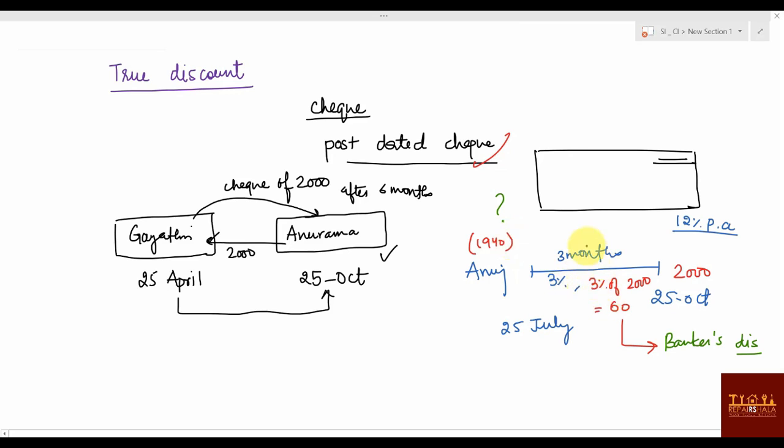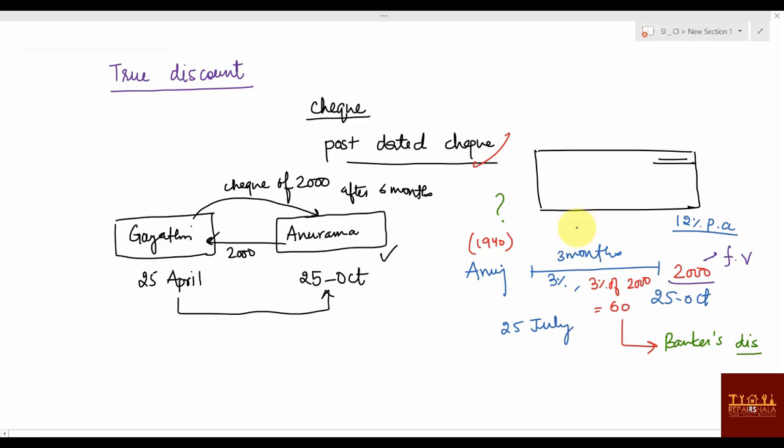So what I will do is that whatever the rate of interest is in the bank, with that rate of interest, I'll deduct the money on 2000 rupees. That is your face value, right? This is your face value. And after deducting that, I will be giving you the rest of the money. So the rest of the money, how much? 1940. I will be giving it to Anurama.